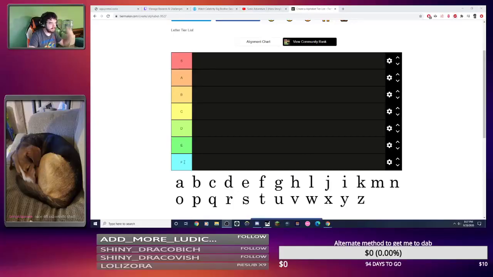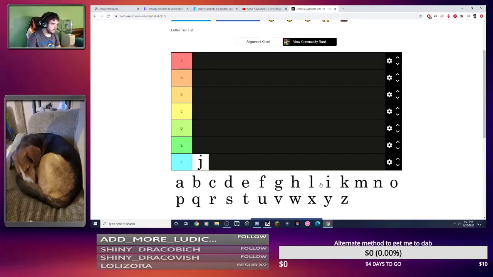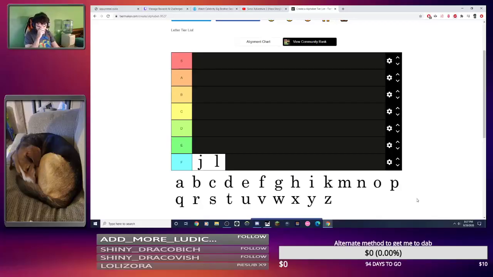Alright, we're gonna start with the bottom tier, which, as we all know, is J and L. Lowercase L looks too much like capital I, and that's stupid. And lowercase J looks too much like lowercase I. And I do get it.